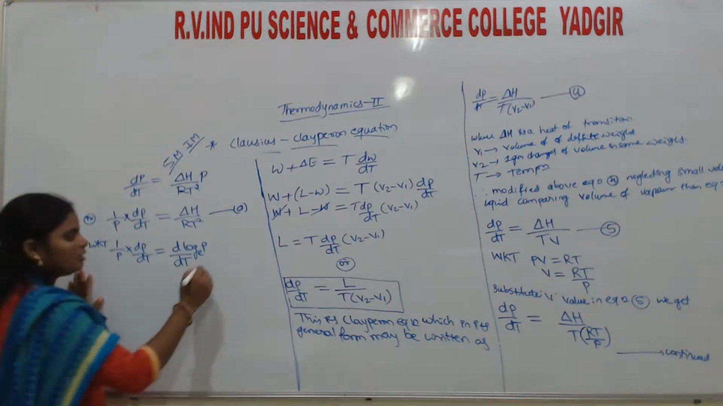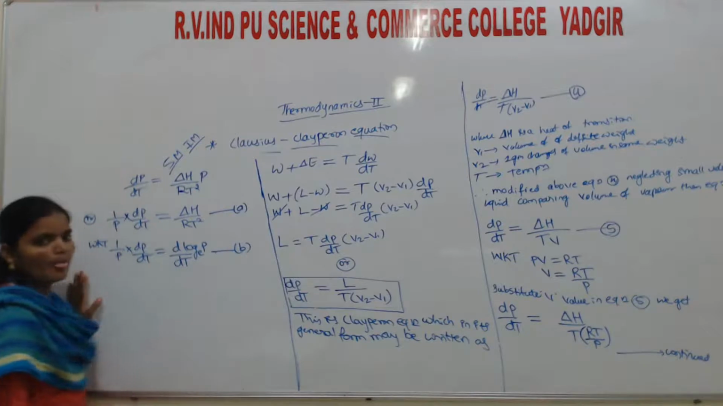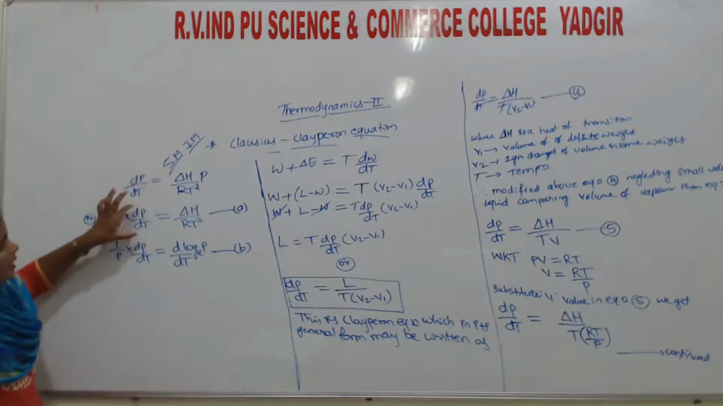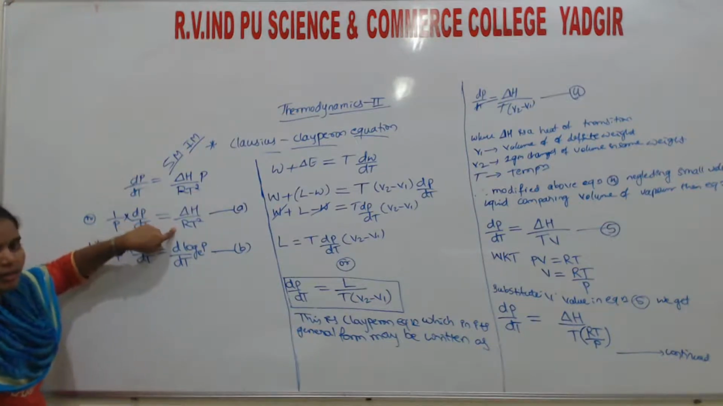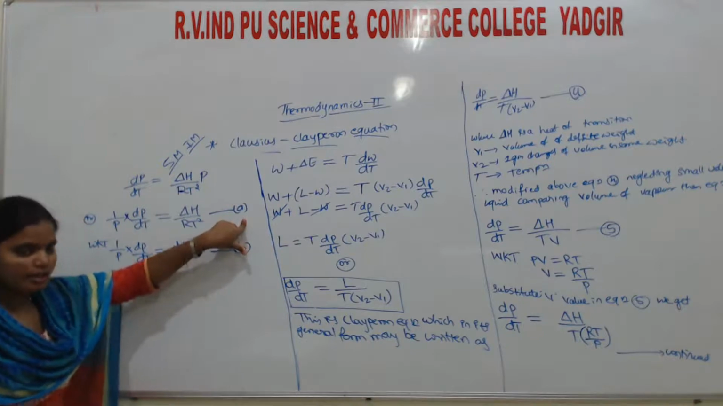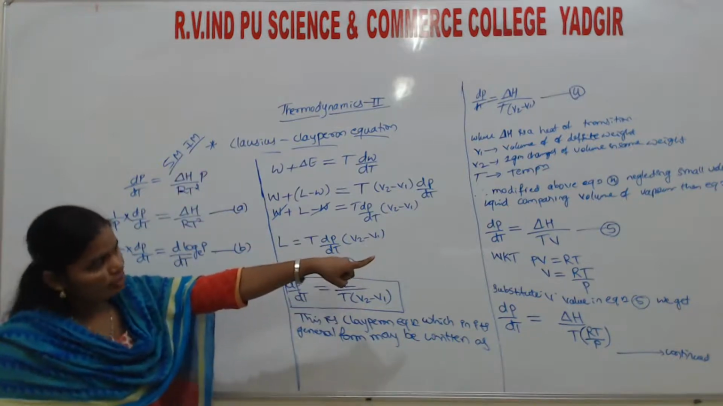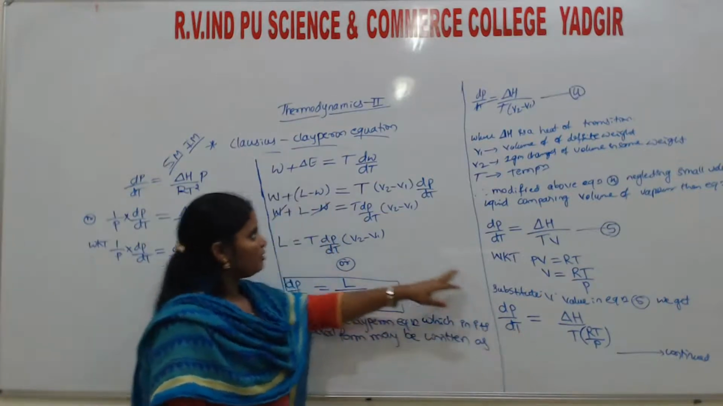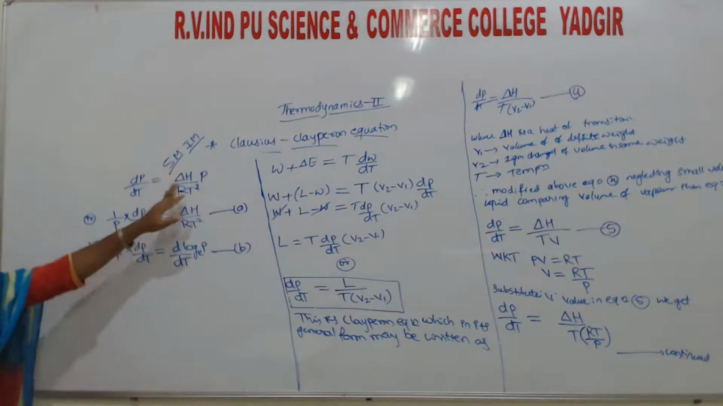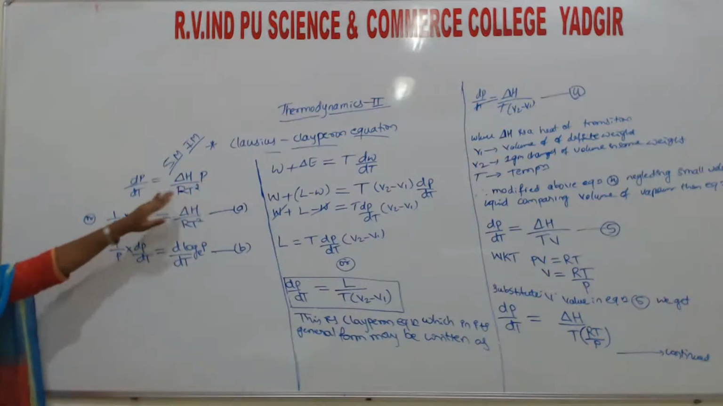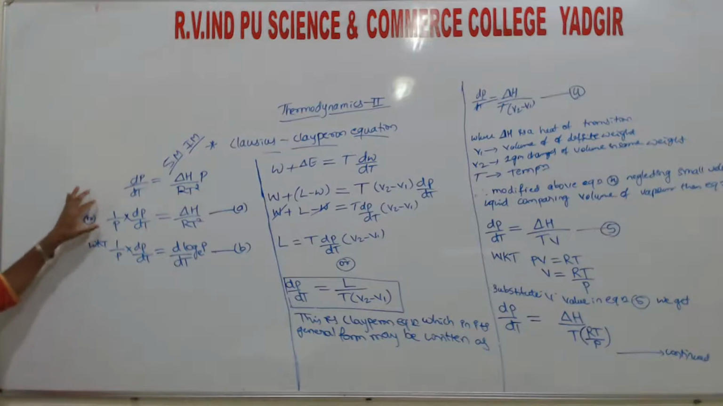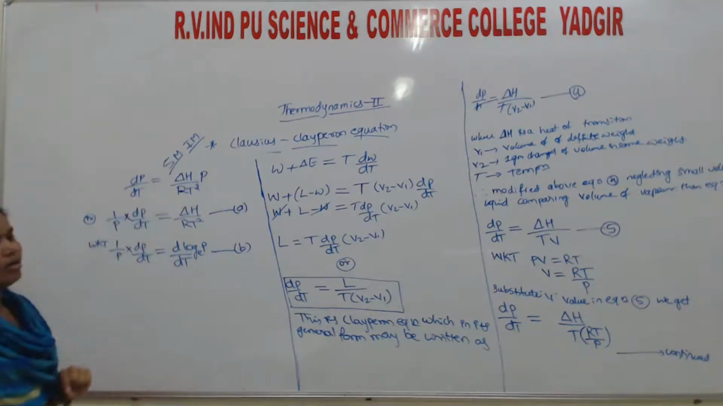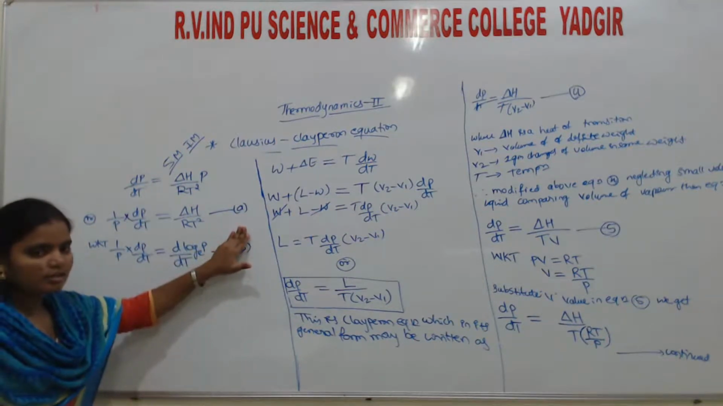This is equation number 2. Here, 1 by p multiplied by dp by dt is equal to delta H divided by RT square. This is the equation number A. Here, the completion of equation number 5, and it is then rearranged. On rearranging, you get dp by dt equals delta H p divided by RT square. Next, rearranged, 1 divided by p multiplied by dp by dt is equal to delta H by RT square. That equation is considered as A.